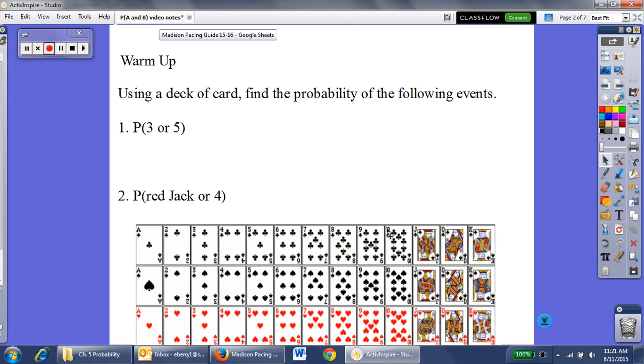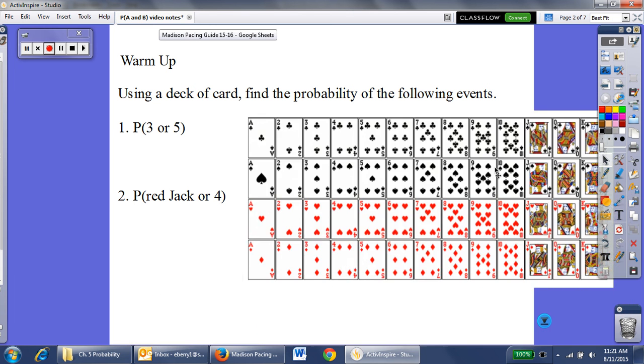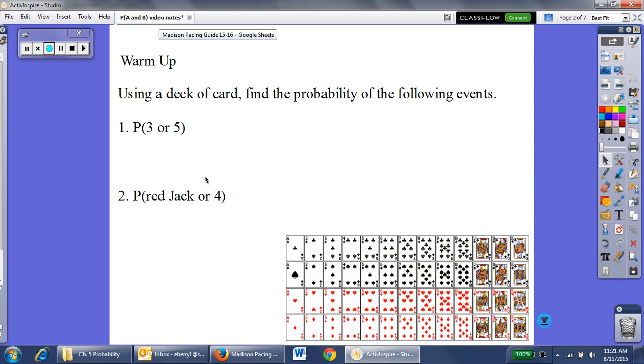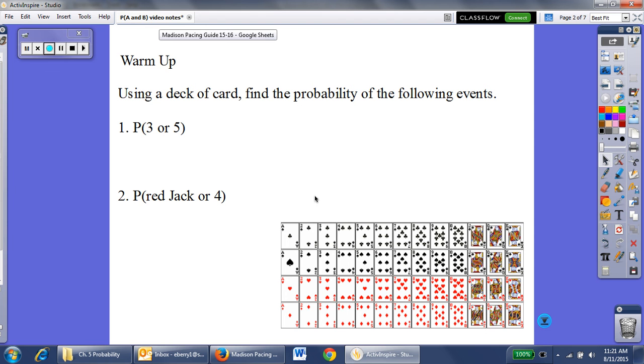So thinking about our deck of cards, you can bring that up right here. And so let's think about the probability of getting a 3 or a 5. So look at how many 3s there are. There's 4 3s, so that's 4 out of 52. And since it says or, we're going to add the probability of getting a 5. There are 4 5s.